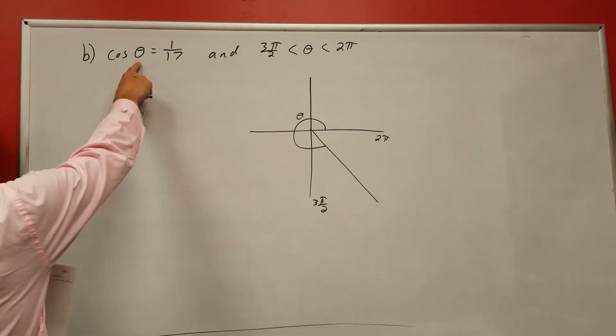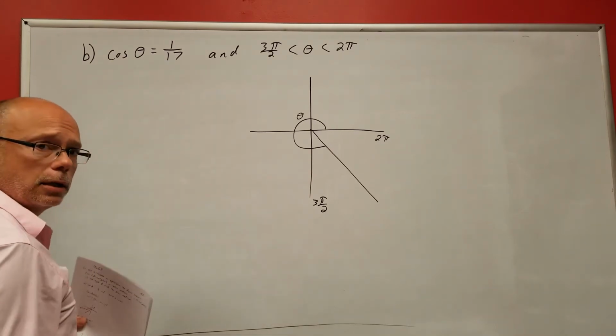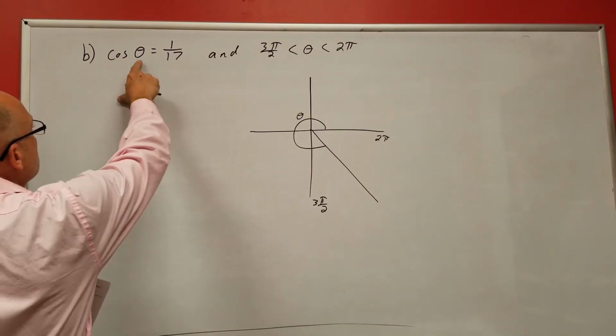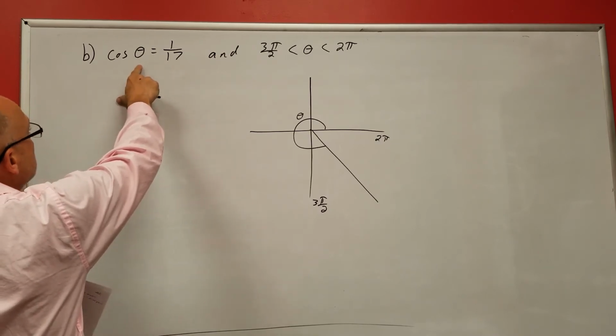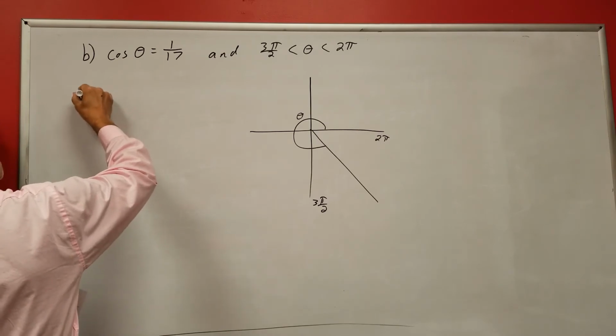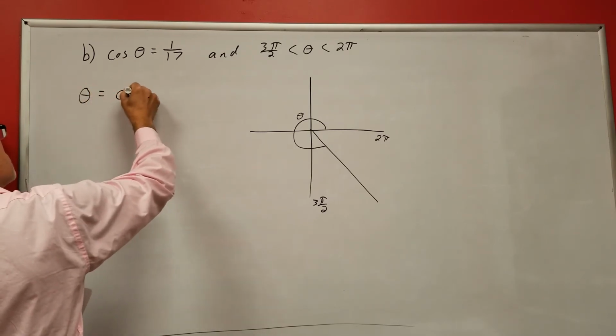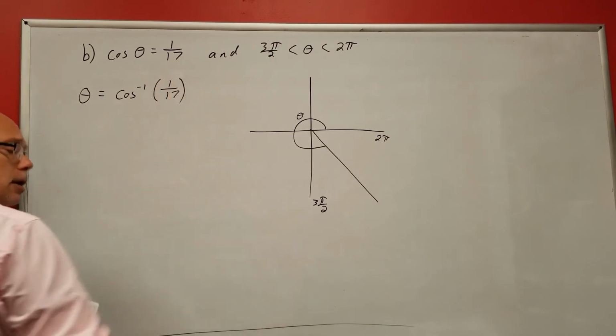What else do I know about theta? I know if I take the cosine of it, I get 1/17, right? So the cosine of theta is 1/17. Or couldn't I say that theta is the angle whose cosine is 1/17.